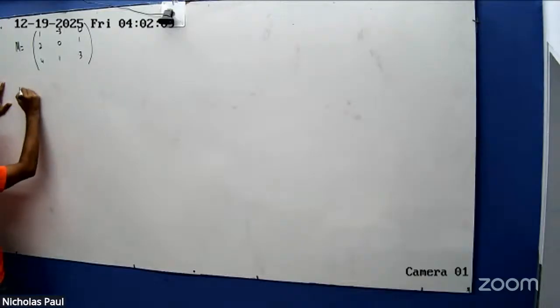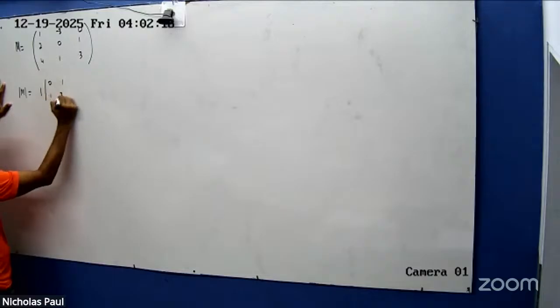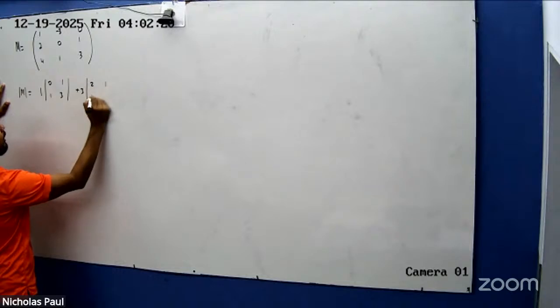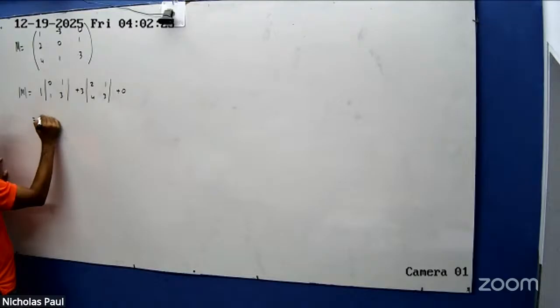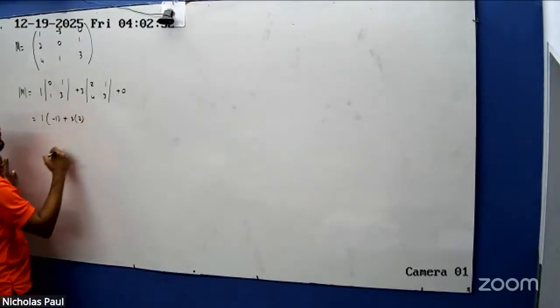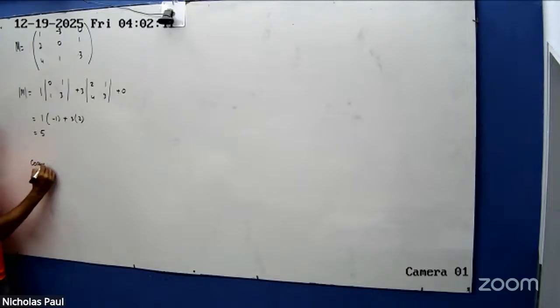Right, so find the determinant of M. That'll be 1 times (0 by 1 minus 1 by 3), plus 3 times (2 by 1 minus 4 by 3), plus 0. So I get 1 times minus 1, plus 3 times (6 minus 4). So I got 5. That's the determinant. Now we're going to get the cofactor matrix.